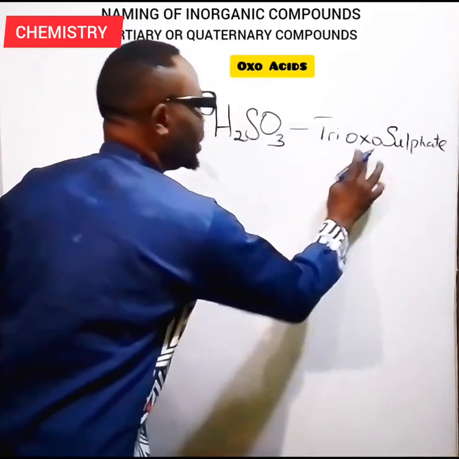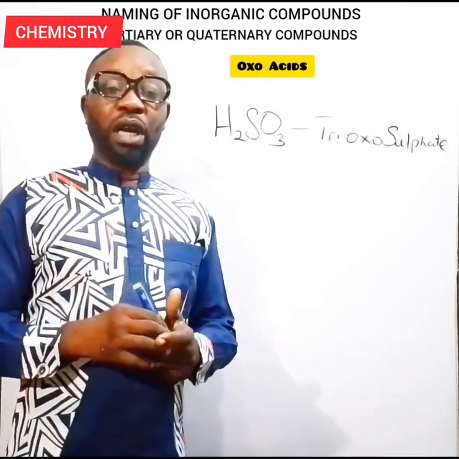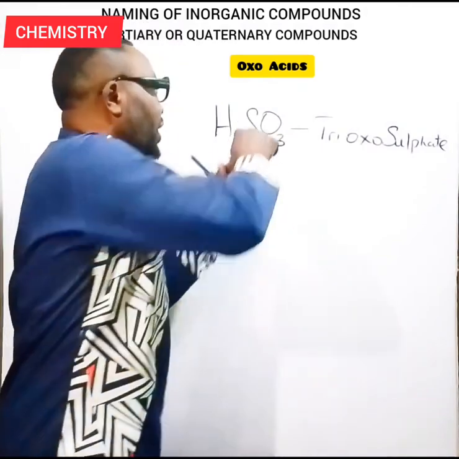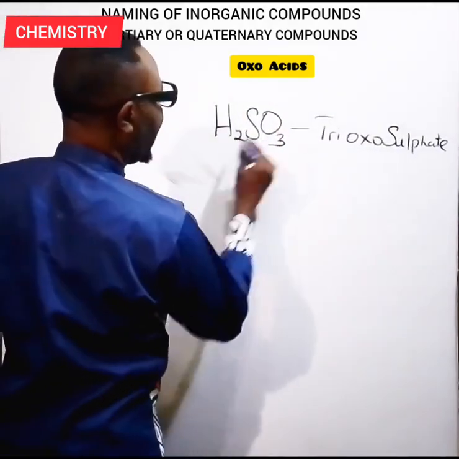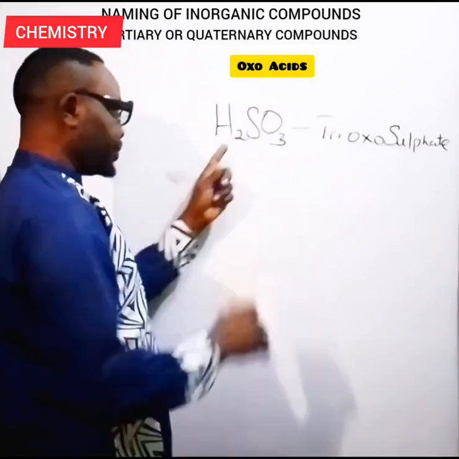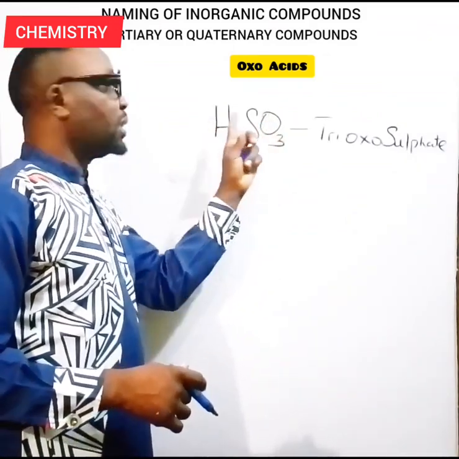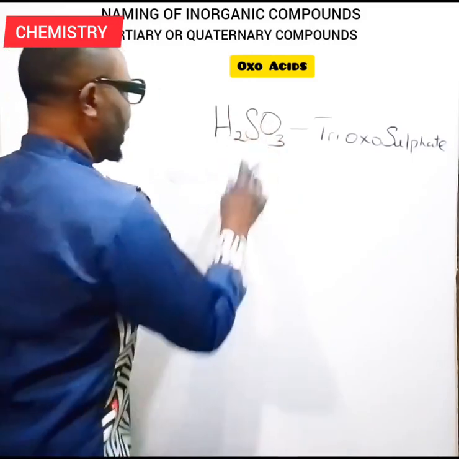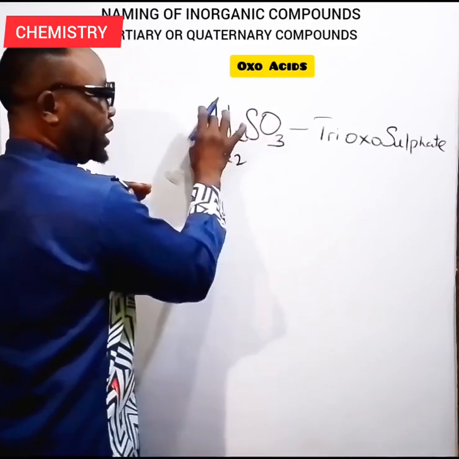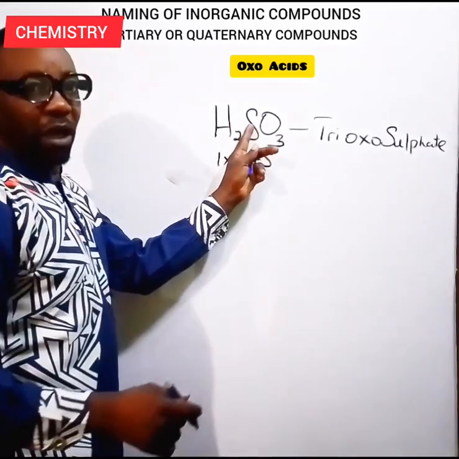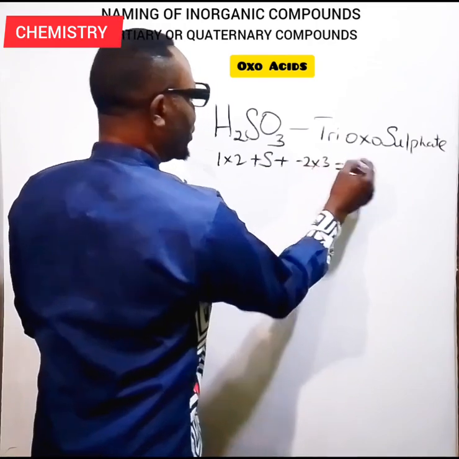Then I finish naming the next line here. Sulfate. Then don't forget, I have told you that you are going to calculate the oxidation number of this central atom. So I'm going to calculate the oxidation number of this sulfur here now. In the compound state, the oxidation number of hydrogen is plus 1, for instance, and that of oxygen is minus 2. So I'm going to have 1 times 2, that is 2 hydrogen here, plus sulfur, that is what I want to calculate its oxidation number, plus minus 2 times 3 is equal to 0.